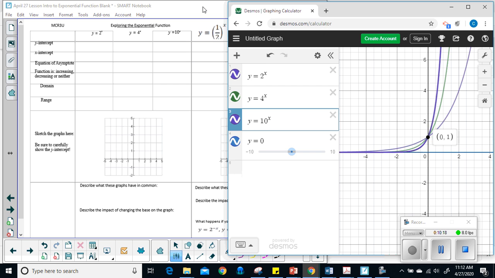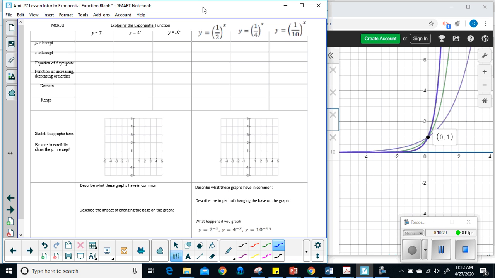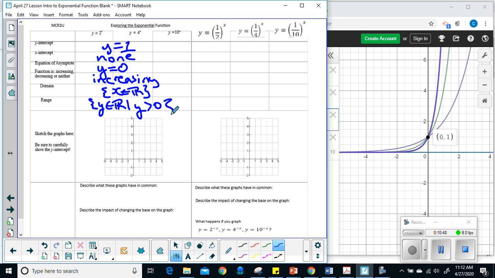So let's write that down. My y-intercept for each case is at y equals 1. My x-intercepts, remember we don't have any, because my y equals 0 is my asymptote. The functions are still all increasing. My domain for all of them is x is any real number. And my range for all of them is y is bigger than 0, because they're always above the x-axis.